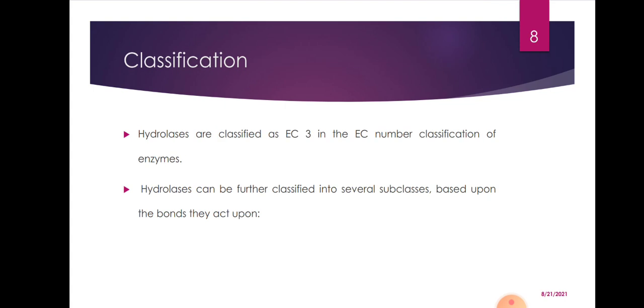Classification. Hydrolases are classified as EC 3 in the EC number classification of enzymes. Hydrolases can be further classified into several subclasses based upon the bonds they act upon.